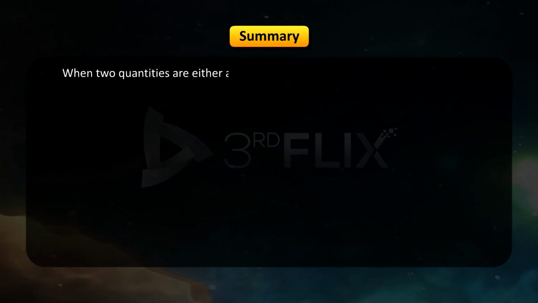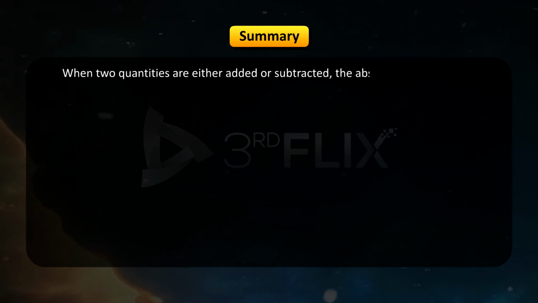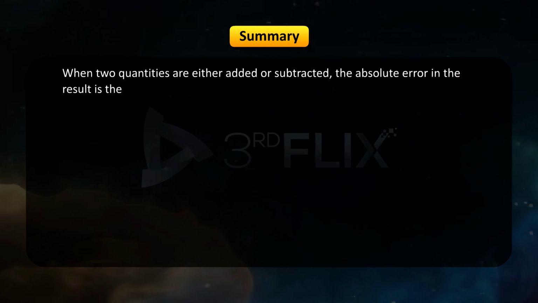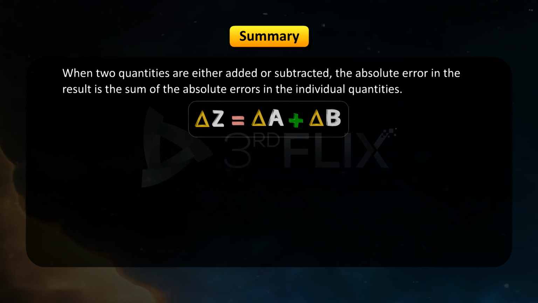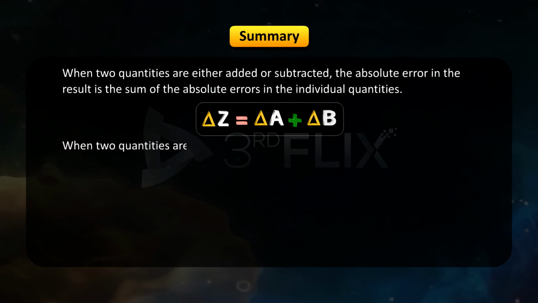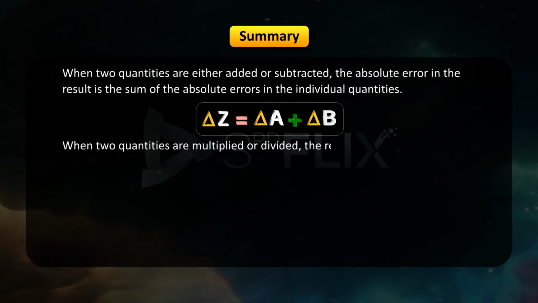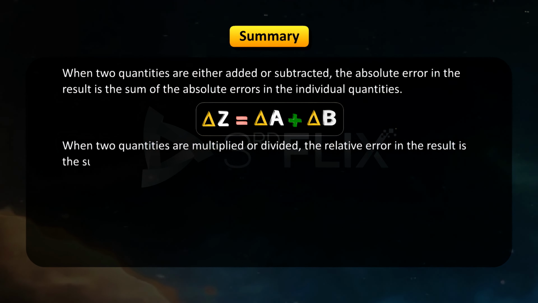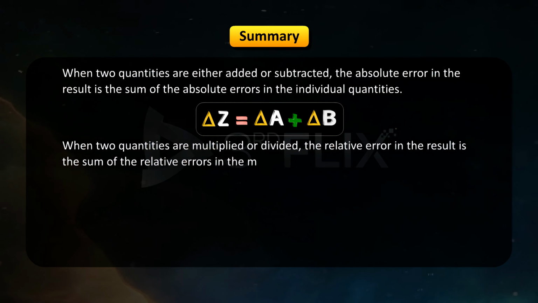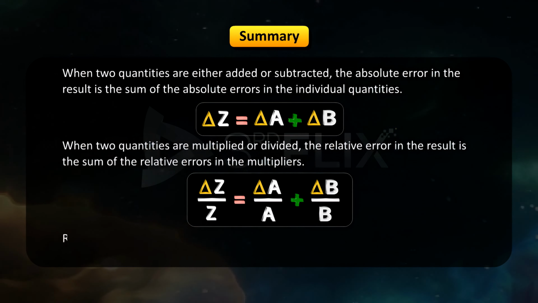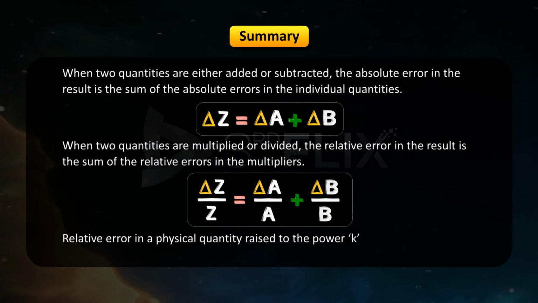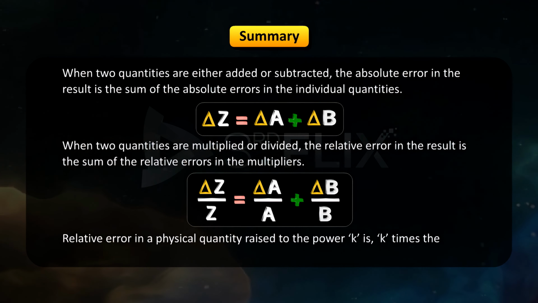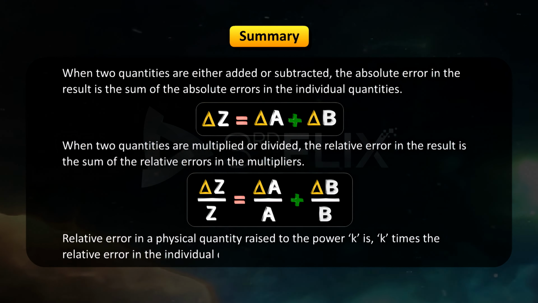Summary. When two quantities are either added or subtracted, the absolute error in the result is the sum of the absolute errors in the individual quantities. When two quantities are multiplied or divided, the relative error in the result is the sum of the relative errors in the multipliers. Relative error in a physical quantity raised to the power k is k times the relative error of the individual quantity.